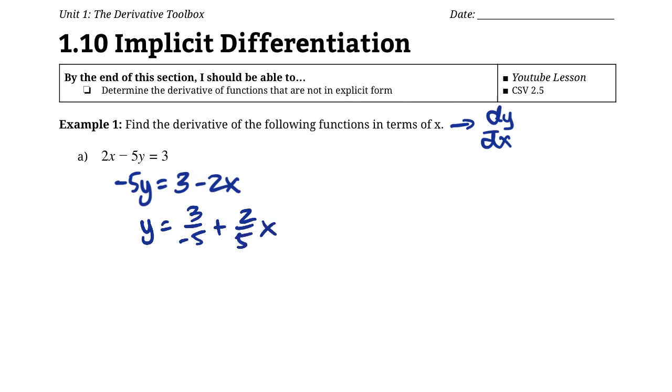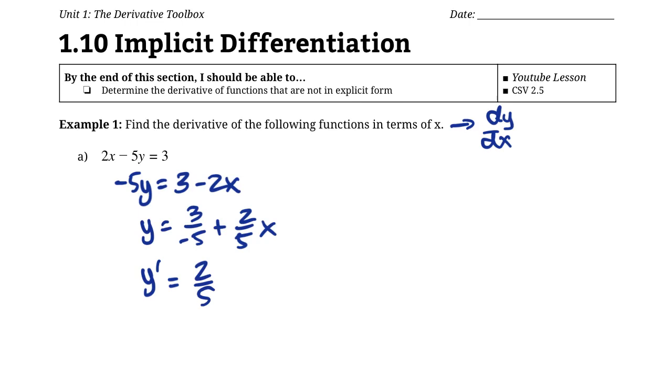Now can we take the derivative? Yeah, that's pretty easy. That's just a linear function, right, with a slope of 2/5. So when we take our derivative, y prime, we know that first term is going to go away because it's just a constant, and the derivative of the second term is just going to be 2/5, right, because the x is to the power of 1. So there's our derivative. So when we need to take the derivative of something like this, that's the first thing we could try. We could try isolating y and then taking the derivative.